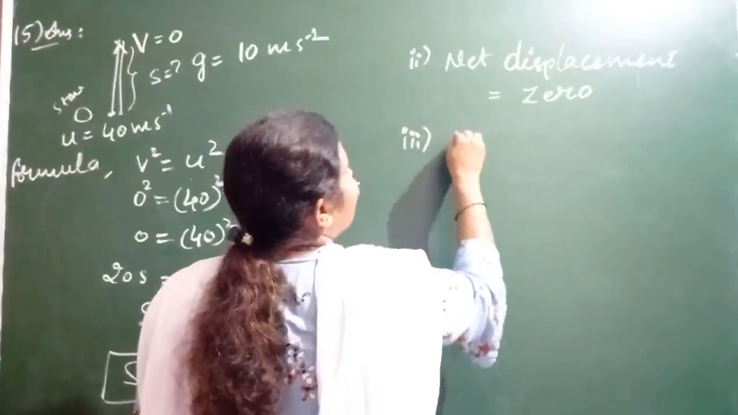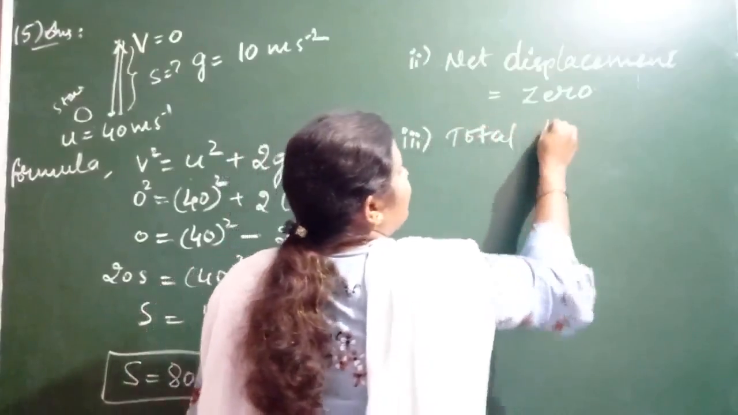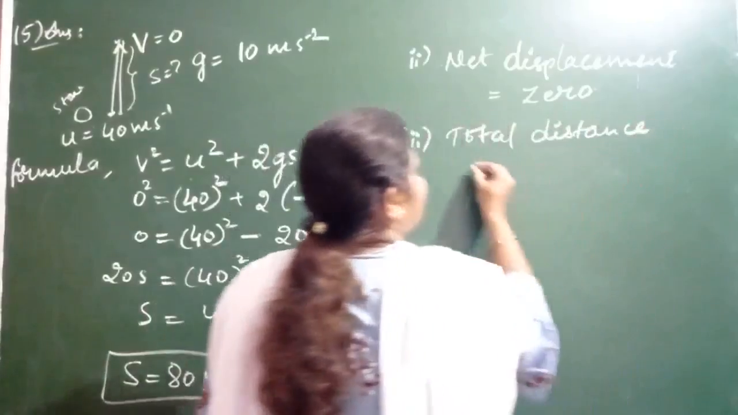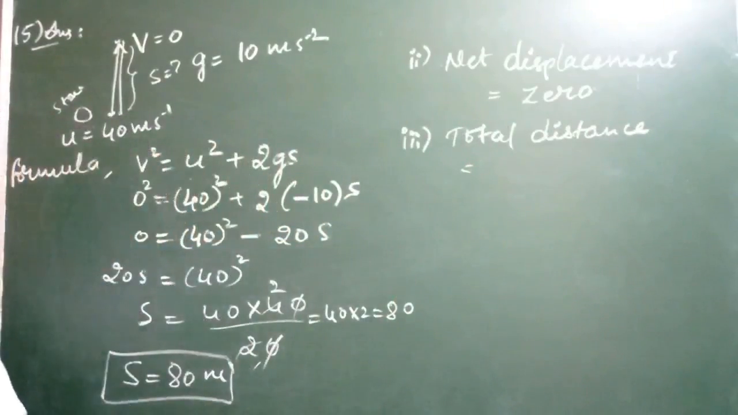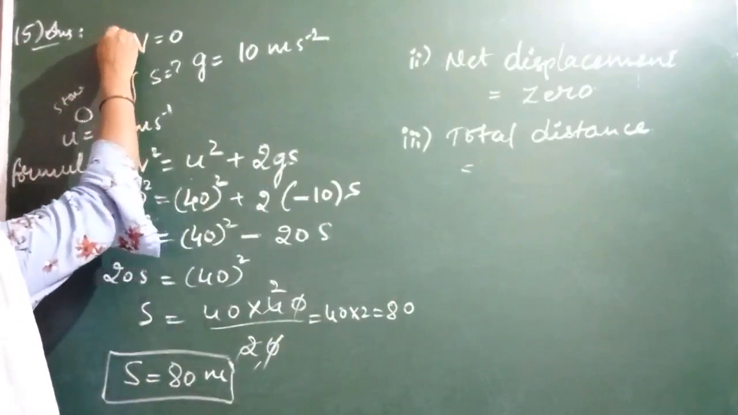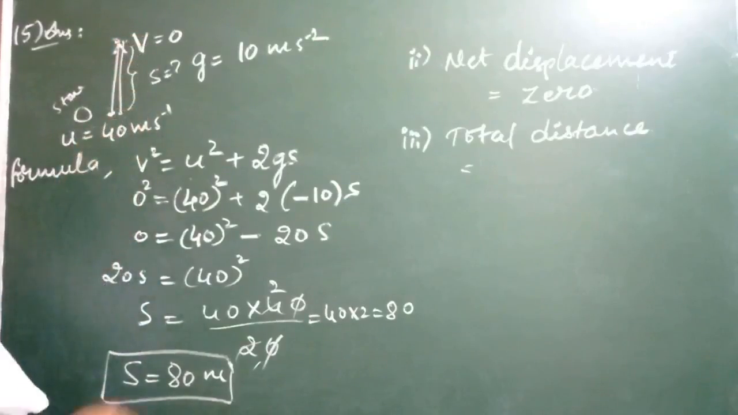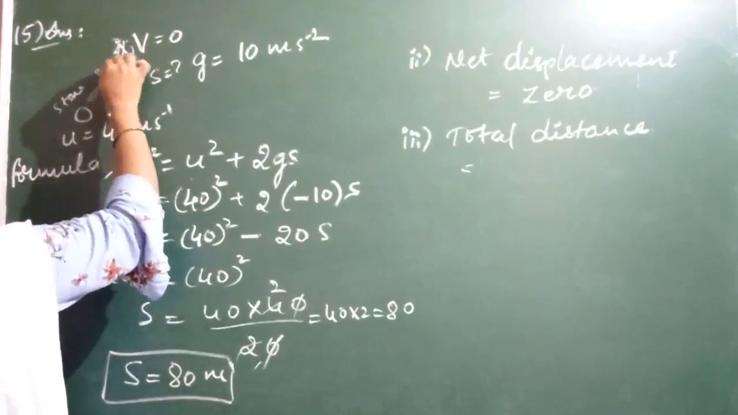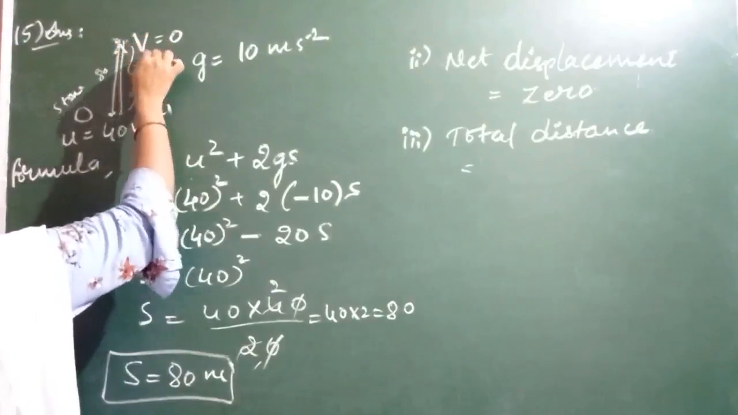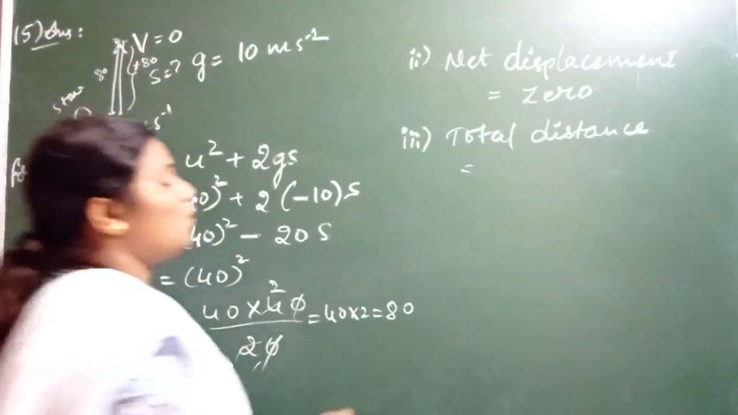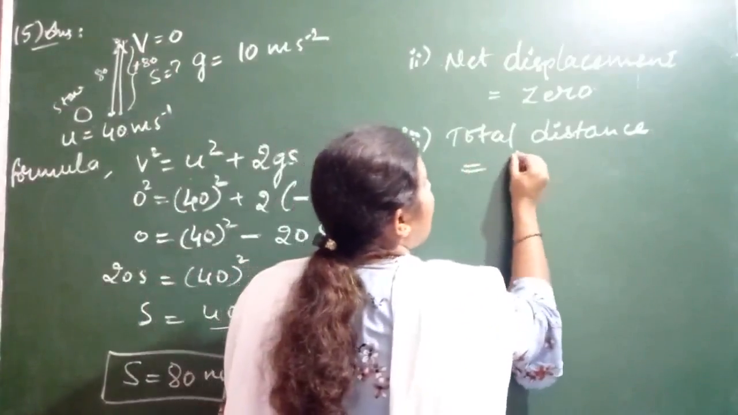The next, what is that? The total distance. We already know what height it has covered, children? 80 meter. So again, after reaching this point, it comes back, no? If this is 80 meter, ultimately the return travel distance also will be 80 only. So the total distance is what?